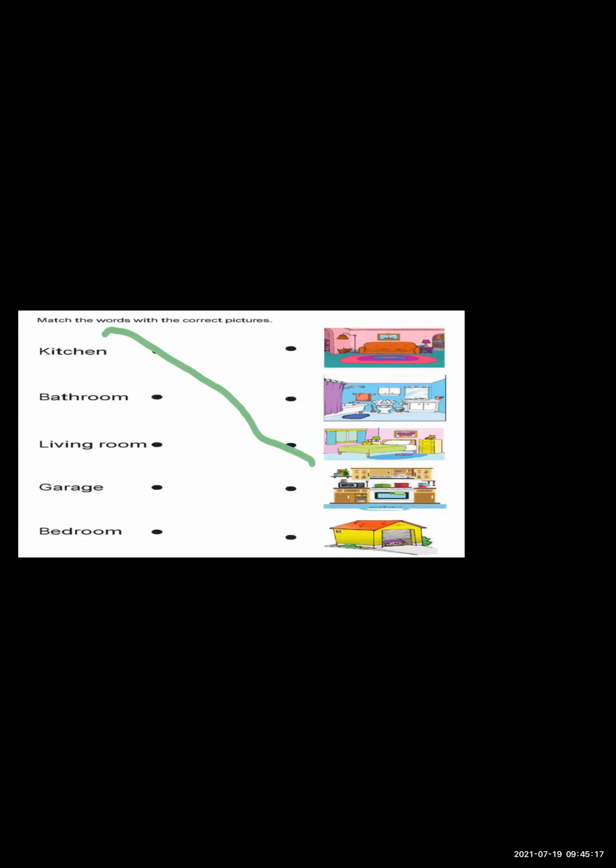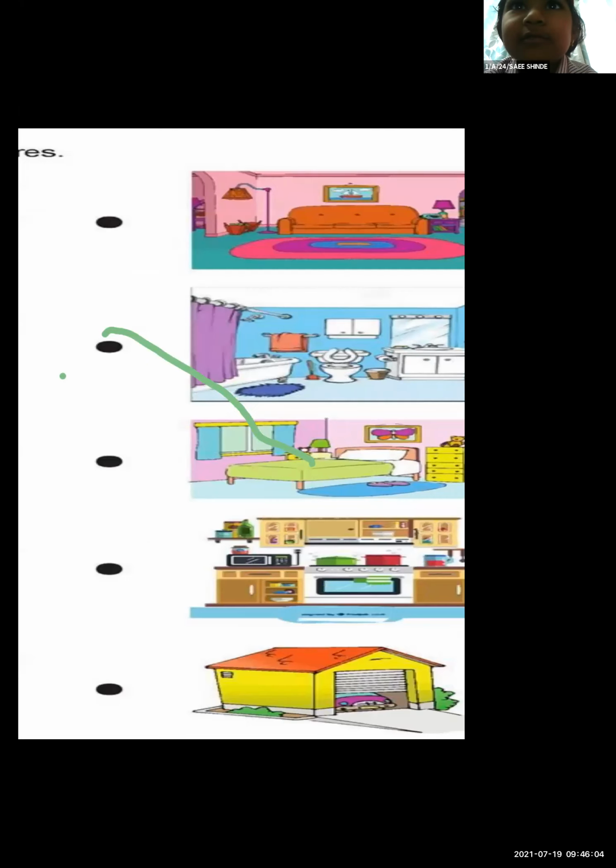Yes. And next, mute yourself. Thank you. Okay. Next, I'm going to ask Sai Shinde. Sai Shinde, unmute karo. Next word read karo. Read the next word. B A T H R double O M. Bathroom. So where is bathroom here? Where can you see bathroom? Which number? Yes, two number. Very good. Okay. Next. Mute yourself.